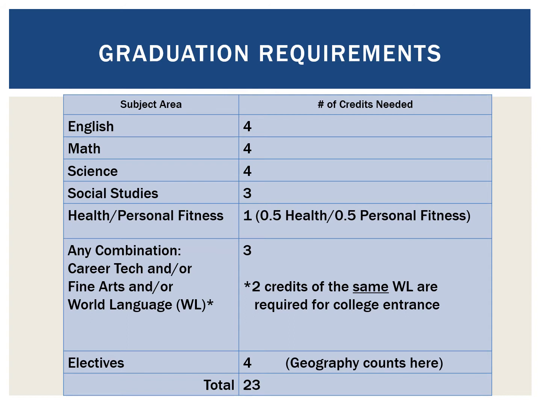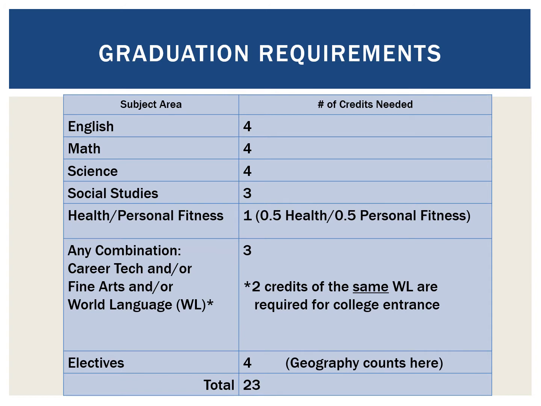But you do have to take 4 credits of science, 3 credits of social studies, and those are specific to world history, U.S. history, and government and economics. Everyone has to take a half credit of health and personal fitness. Our ROTC students, if you complete 3 years of the NROTC program, you will be meeting this requirement and will not have to take health and personal fitness separately. You also have to complete any combination of career tech, fine arts, and world language credits.